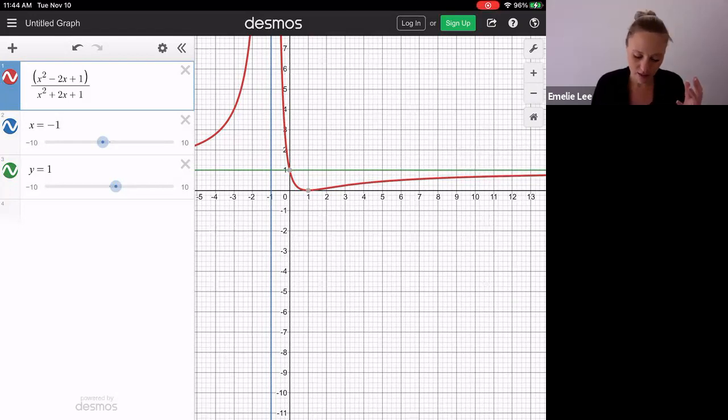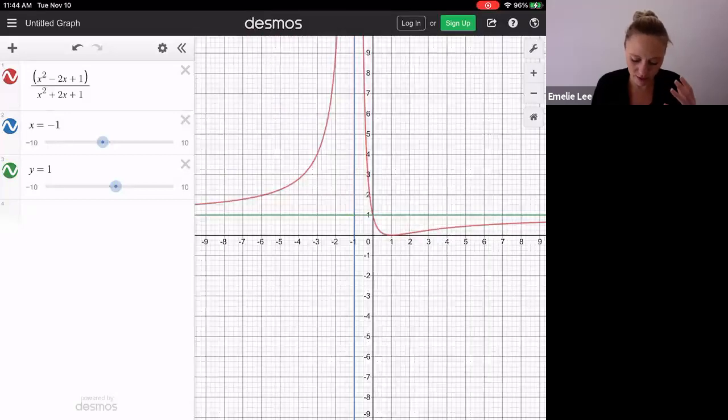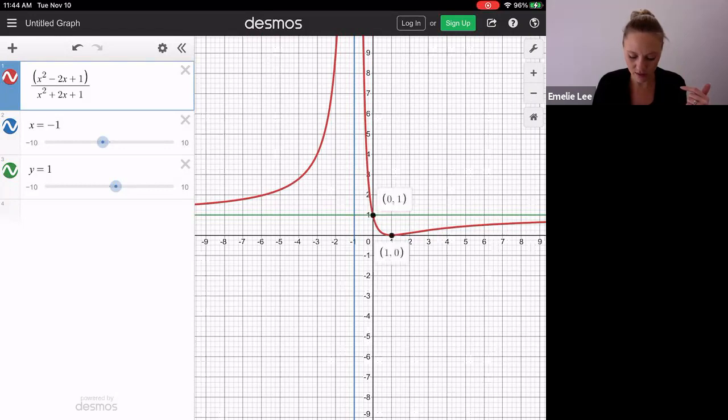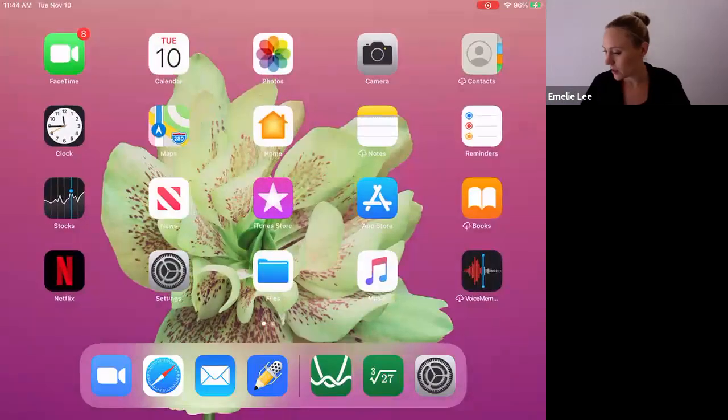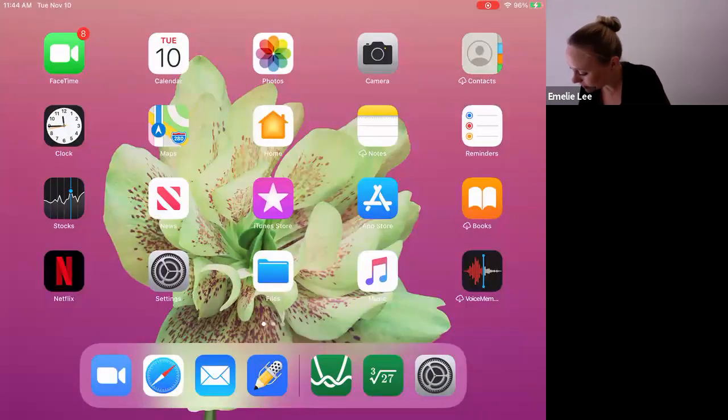Nice. Okay, so this is what it would look like, right? This red one. Notice our x and our y intercepts are on there as well. Okay, and so looks like we did a good job. All right, let me just make sure I'm not skipping anything here for you guys.